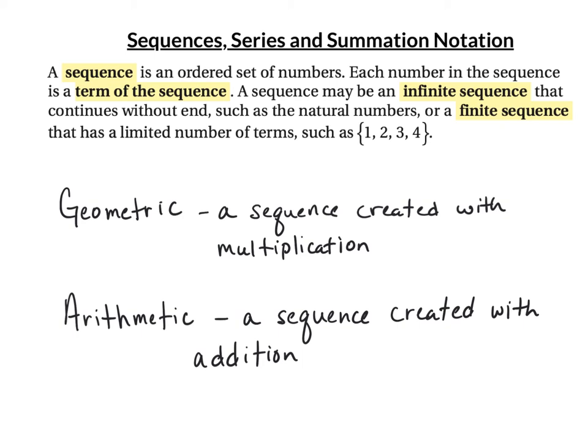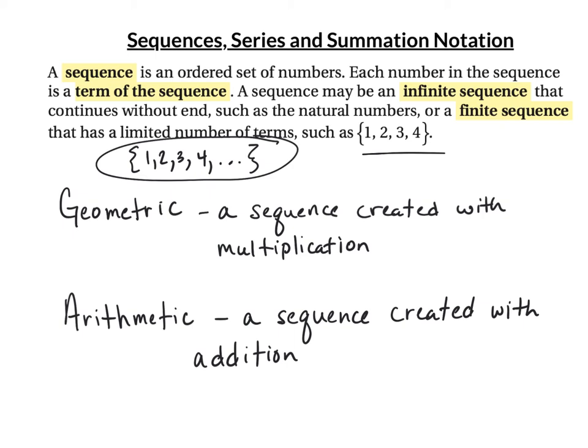You've seen lots of these in the past. This one, if it was infinite, the way we'd show that, we'd use these set brackets, 1, 2, 3, 4, and we just put 3 dots to show that it's infinite. And this is a list of the natural numbers. So that one's infinite, this one's finite.